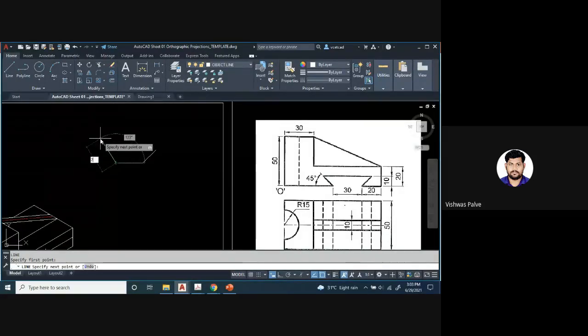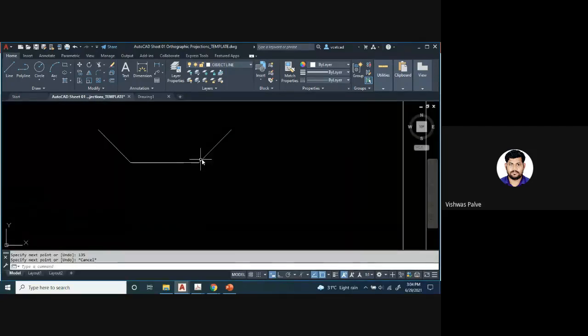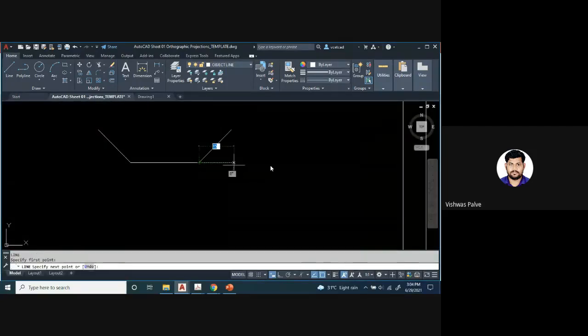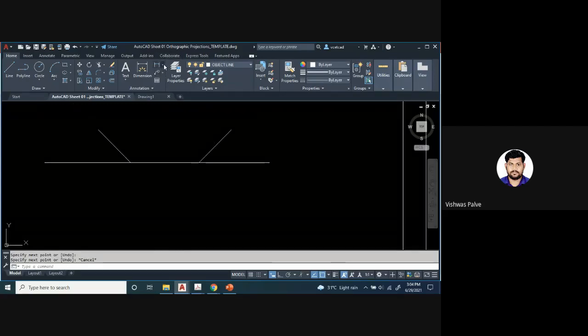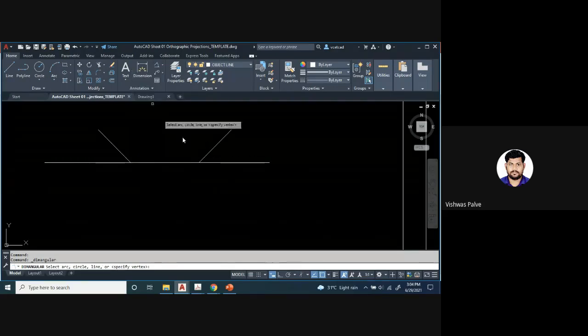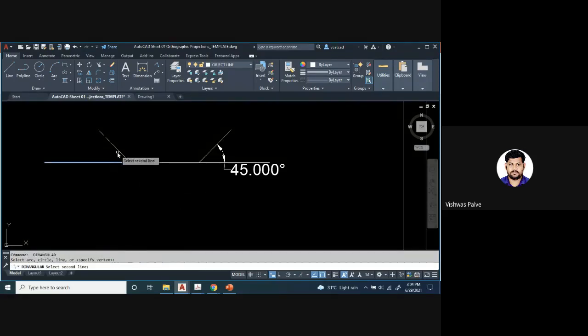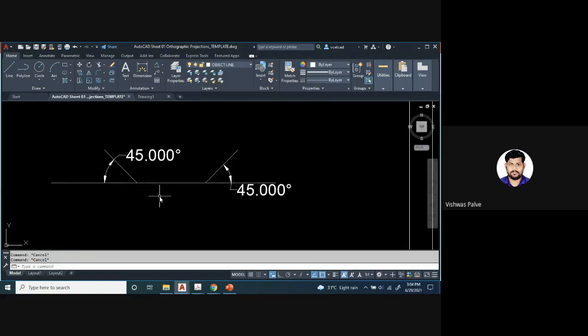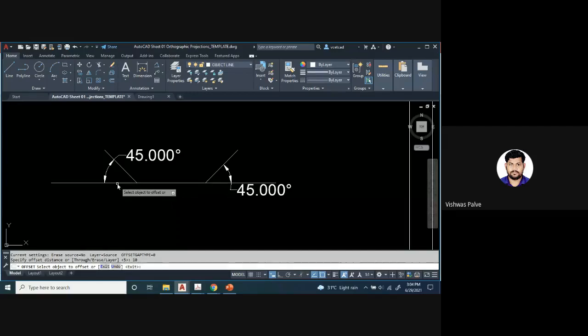L enter, 20 millimeter, angle 90 plus 45, 135. So this angle will be 45, 45. So I have drawn 45, 45 angle, and you can check. This angle is 45. Similarly, this angle is how much? 45. Now I will use the offset command with 10 millimeter distance. I will make an offset line.